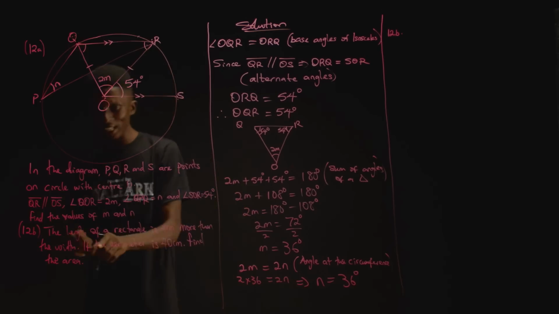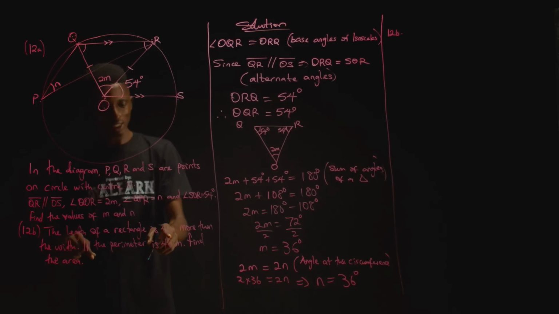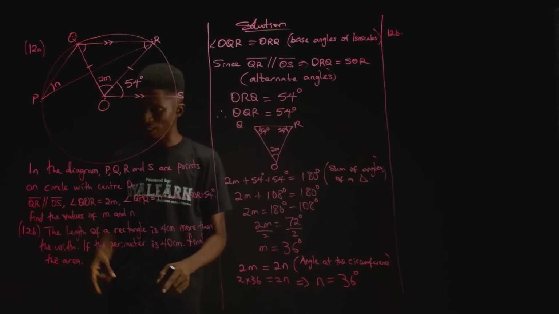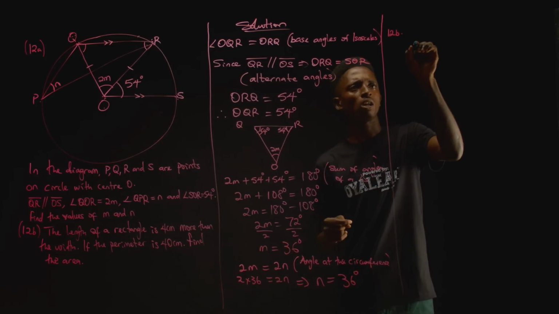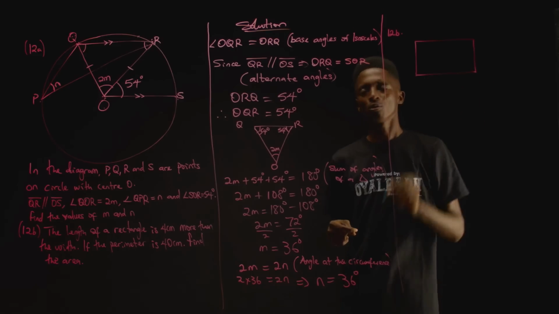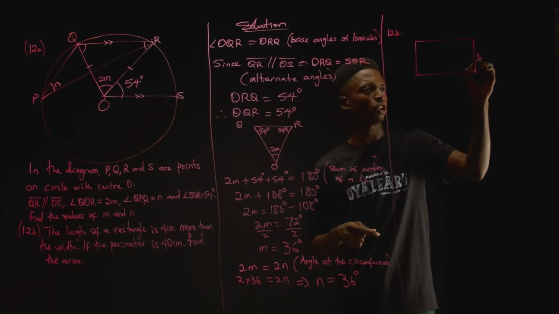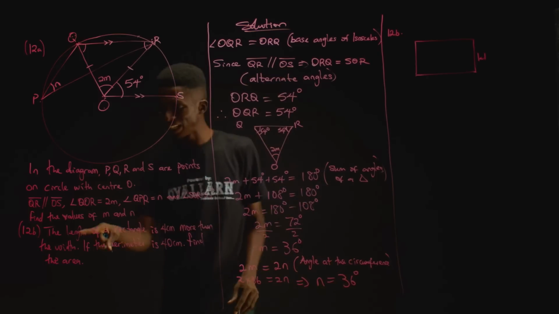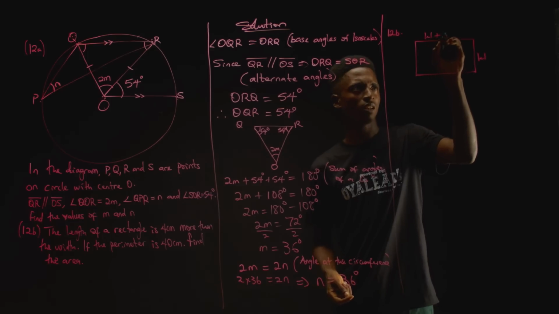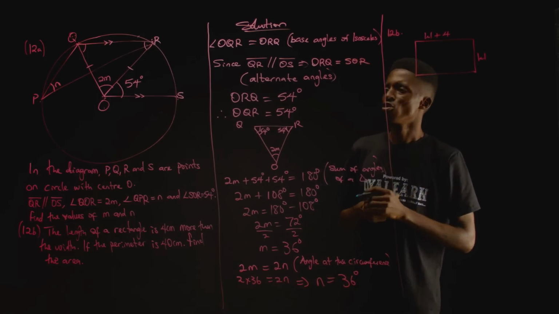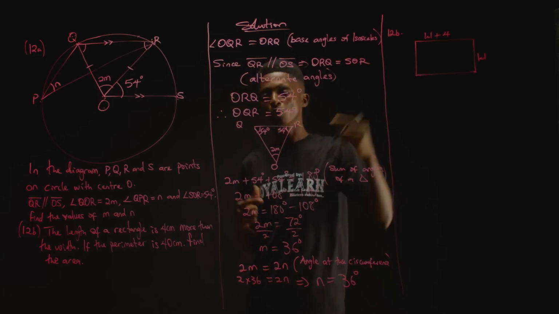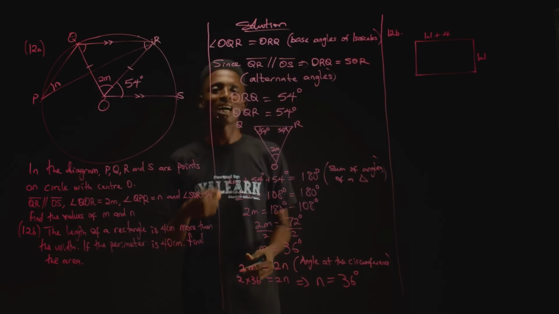Question 12b says the length of a rectangle is 4 centimeters more than the width. If the perimeter is 40 centimeters, find the area. So let's draw a rectangle. Let this be our rectangle and let us represent the width with W. We are told that the length is 4 centimeters more than the width, so here we'll have W plus 4, right? So we know that the product of these two should give us our area, but we need to find what W is first, and from that we can then find our length.